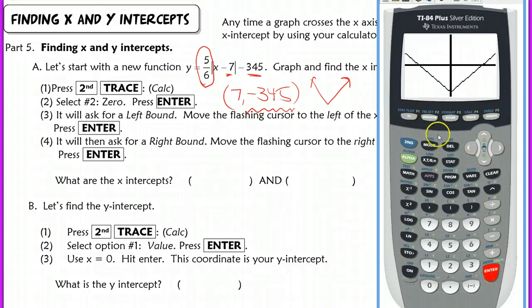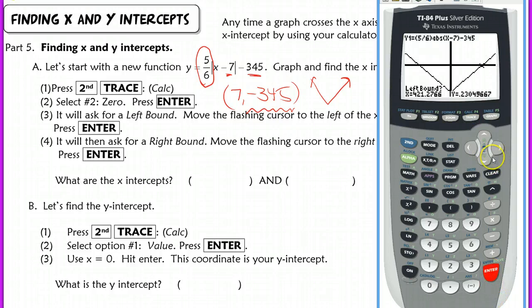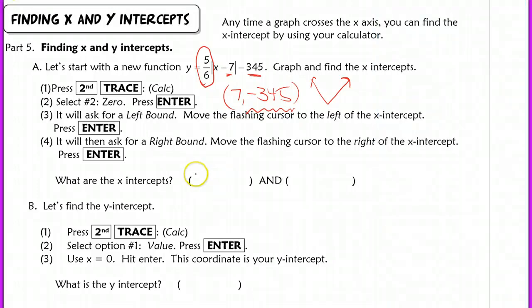And now, oh, I just got rid of it. I think it flashed up for just a second and said 421. Sorry, let's do that again. What a bummer. Enter. Enter. There we go. So 421, 0 is the x-intercept. That's one x-intercept. Okay, so 421, 0.